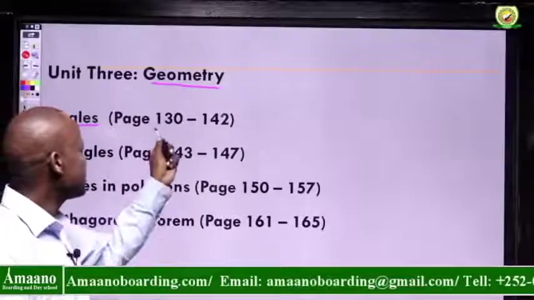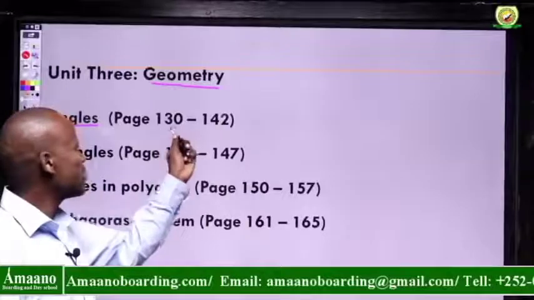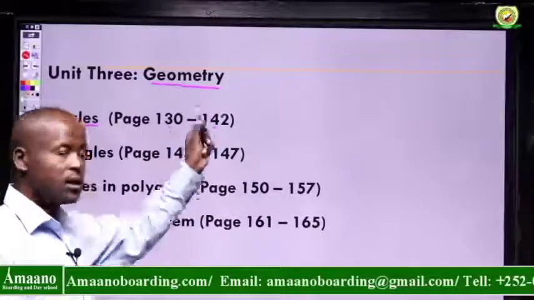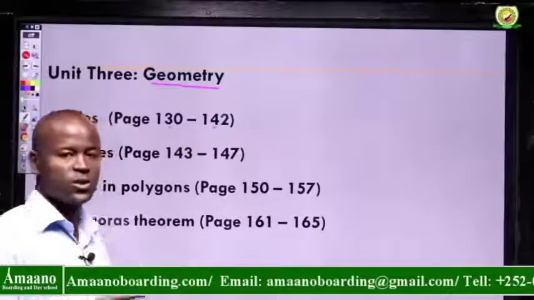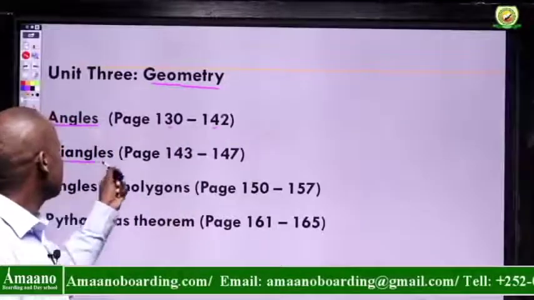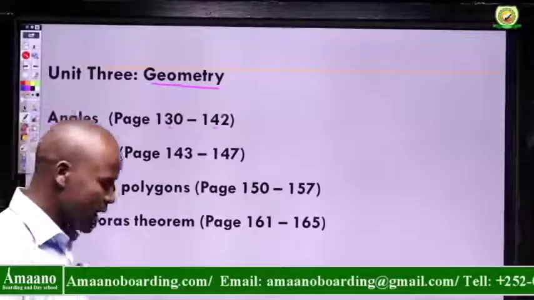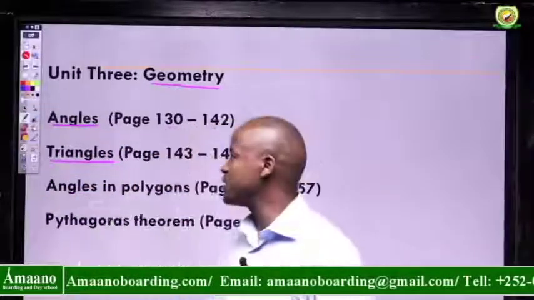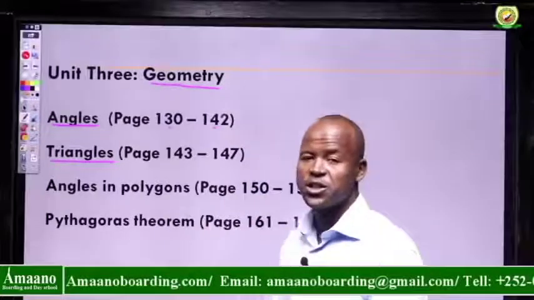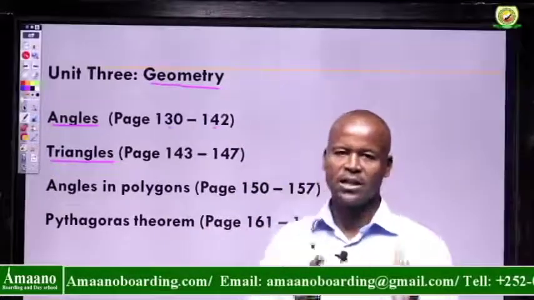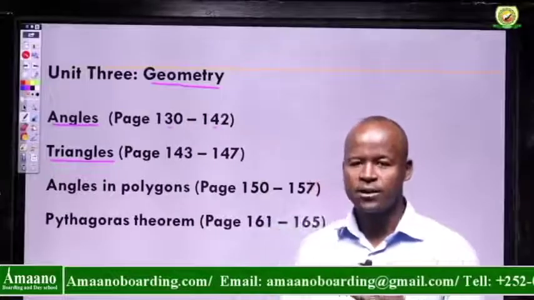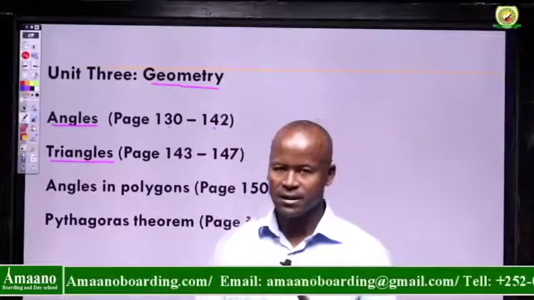So you can find these on your textbook from page 130 up to 142. So read and revise and do the questions which are given on your textbook. The second part that we have seen under this unit is triangles. Again, we classified triangles based on their side and based on the degree measure of the interior angles. Based on their side, we classified triangles as scalene triangle, isosceles triangle, equilateral triangle.